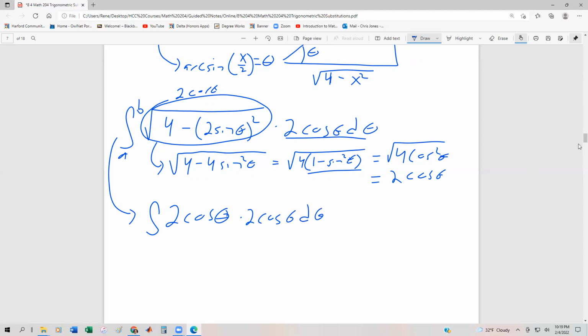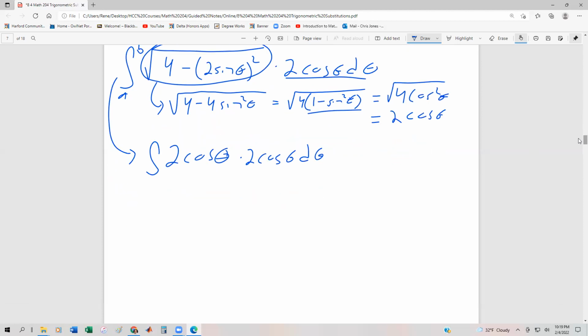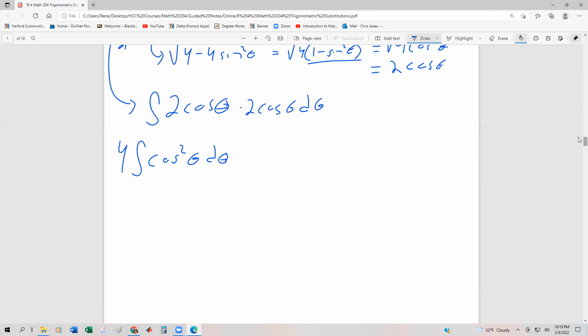Otherwise known as 4 integrals of cos squared theta d theta. All right. Now, this is where it gets a little bit tricky because once again, we have to go back to our previous section and remember those rules of trigonometric integrals. One of the rules that we might remember is that we have a power reducing formula, and cos squared of theta can be written, and this should be from A to B, by the way, for each of these.